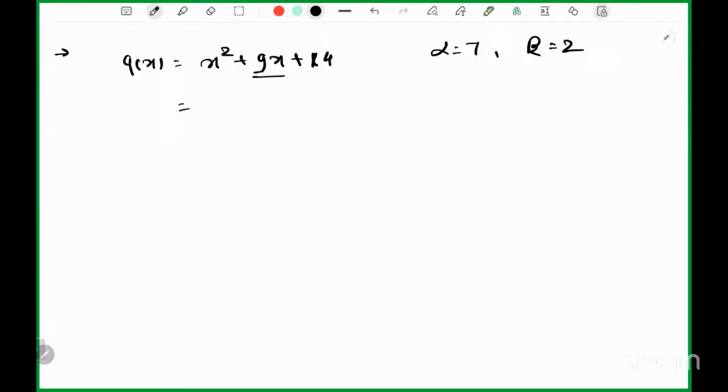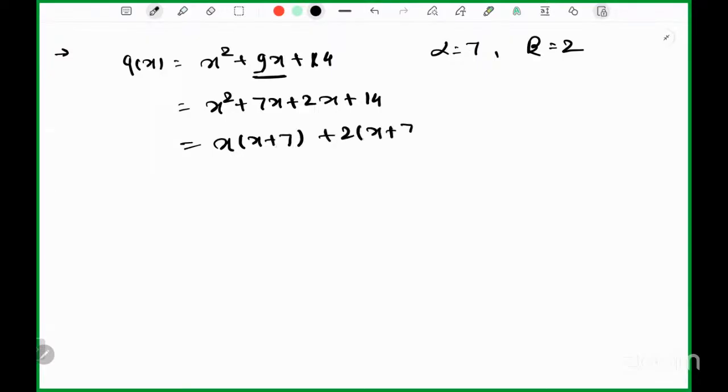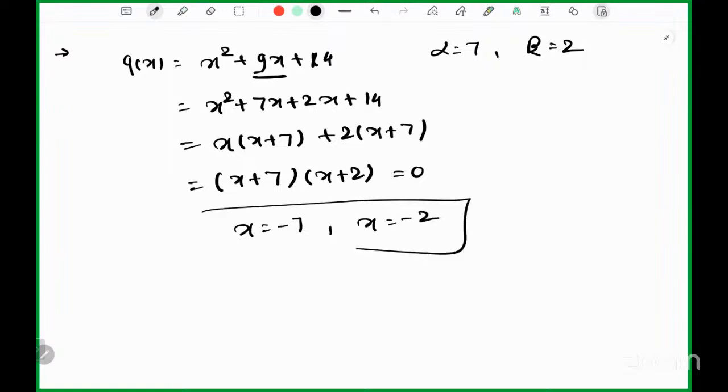So we will distribute this middle term into these two parts. That is x square plus 7x plus 2x plus 14. Then we can take common x here, we'll get x plus 7. We'll take 2 common, x plus 7, and ultimately we have two factors, x plus 7 and x plus 2. Then we can equate them to 0. So we'll get x is equal to minus 7 and x is equal to minus 2. Okay. So this is known to be the factorization method, which is very standard for finding the roots of quadratic equations.